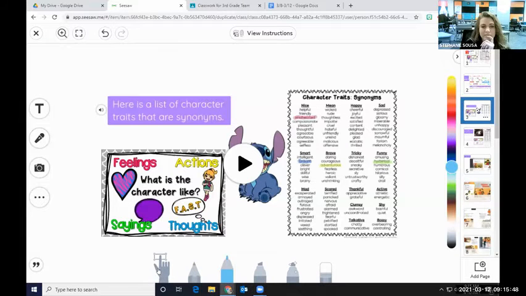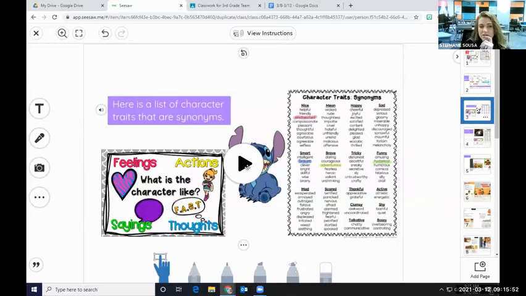Okay. So now we're going to take a look at a text today that has some characters that have pretty obvious character traits. You're going to be able to tell very quickly what type of traits can describe these people. If you would, please look at slide 3. I'm going to play this video of directions and of an example, and then we're going to work on some together.